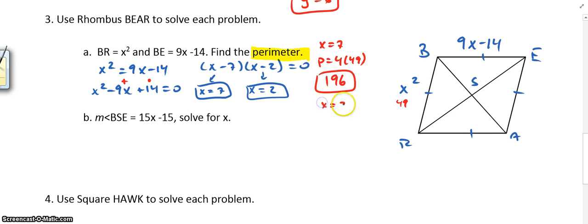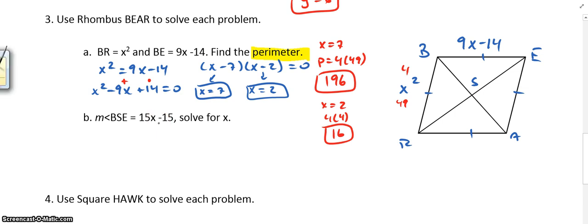Well, when x is 2, we know this is 4. So 4 sides that are 4 units long, I know my perimeter is 16. So again, use the properties of a rhombus to make your life easier when finding the final answer.